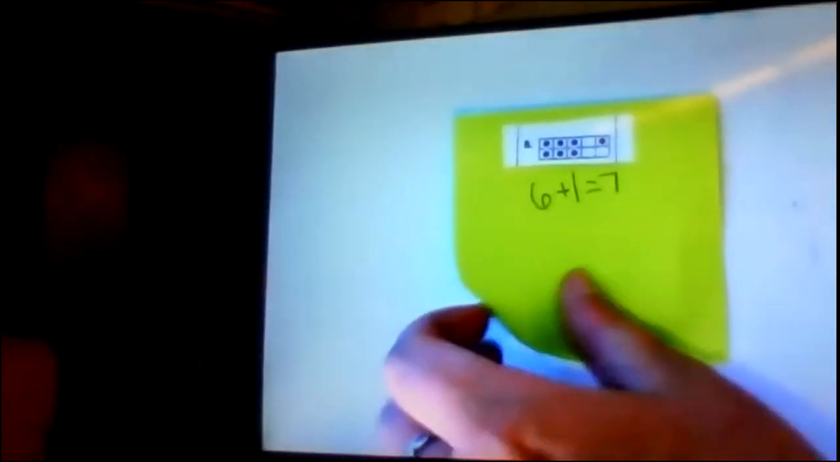7. That's right. And if you don't know for sure what 6 plus 1 is, you can always count the dots. Let's count them now. 1, 2, 3, 4, 5, 6, 7. Nice work. So we know for sure 6 plus 1 equals 7. Excellent job, friends. Now we're going to do some work with the Reckon Rec.